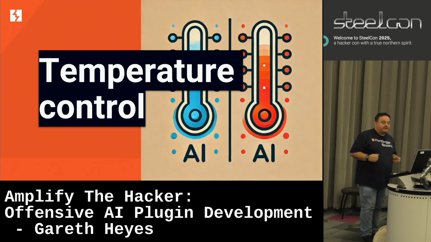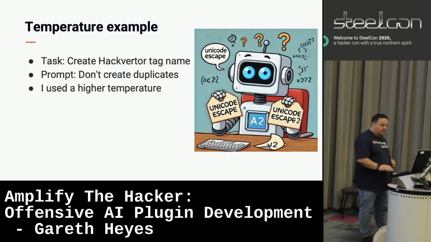Temperature controls how creative the AI is. You can use lower temperatures to produce more consistent responses. Use higher temperatures when you want the AI to be more creative, such as writing descriptions. I'll give you a little example about temperature. I asked the AI to generate a new Hackverter tag name. I gave it a list of the existing ones and told it not to create duplicates.